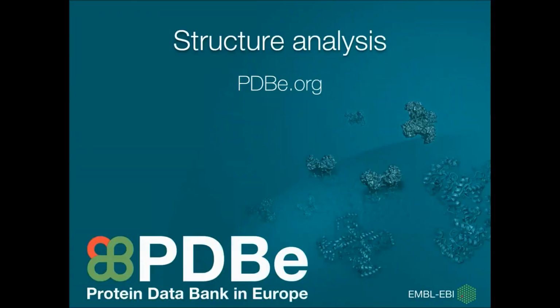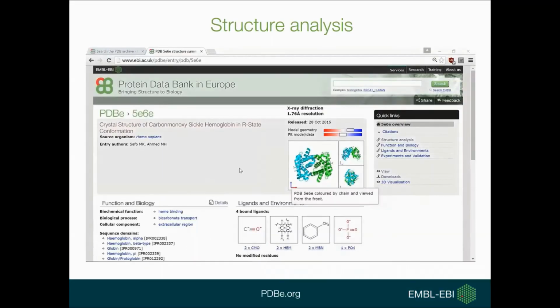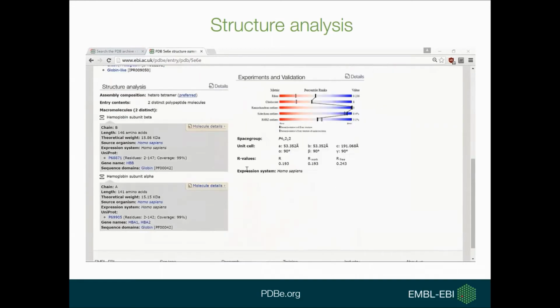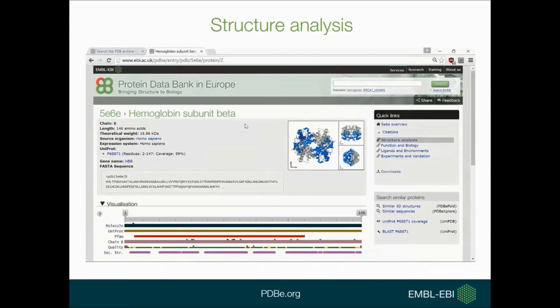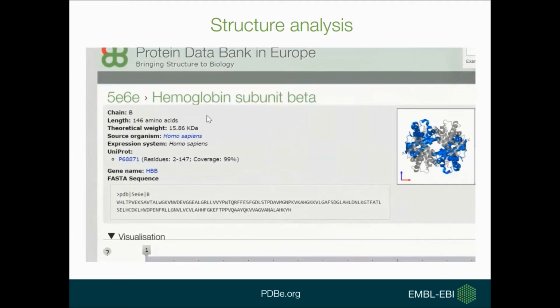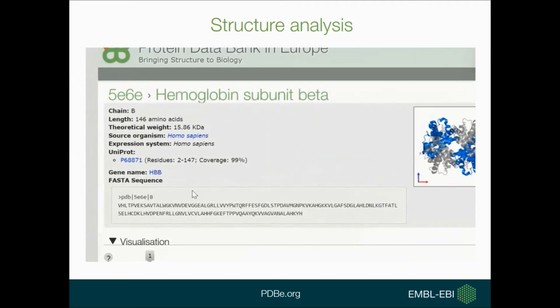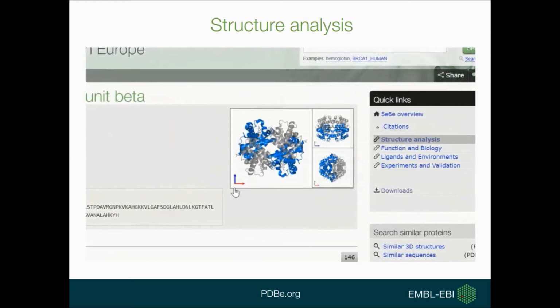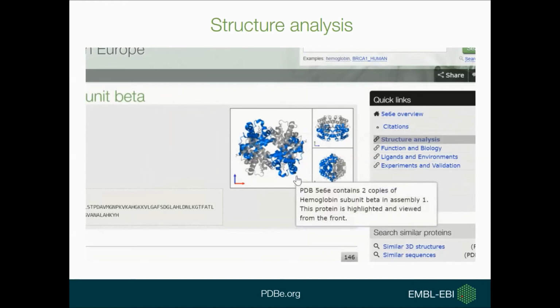Our structure analysis section gives you information about the individual macromolecules within an entry. If you go to an entry page, for instance, this is a hemoglobin entry, 5E6E, scroll down to the structure analysis section, you can see there's multiple molecules within this. If we click on the molecule details for the hemoglobin subunit beta, you find out more information about this individual macromolecule. So there's some more information at the top there, including a sequence if you want to do BLAST searching. The image will give you where the molecule is within the structure, highlighted in blue.